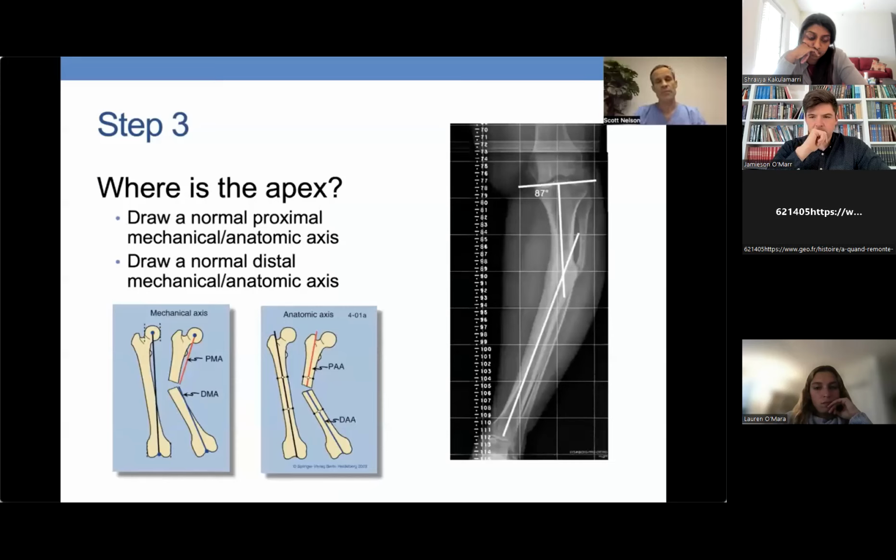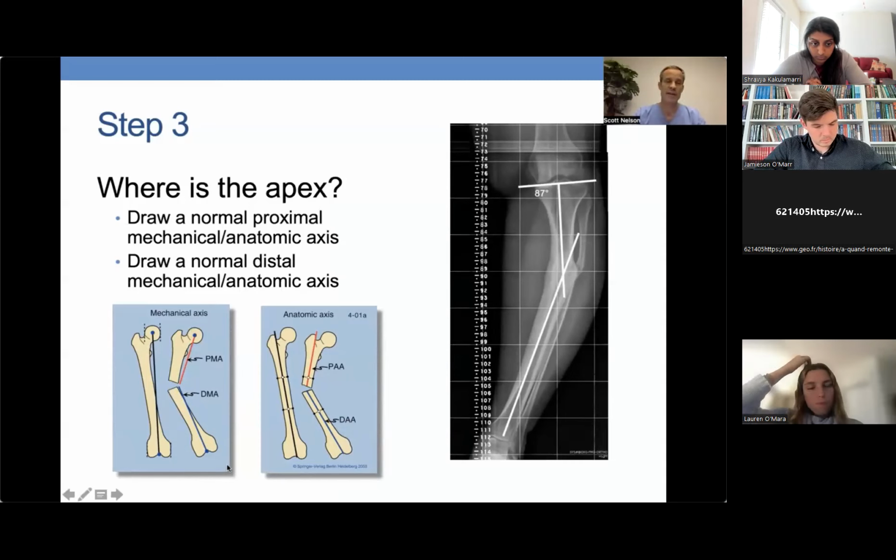So in step 3, we have found out already in step 1 that we have a varus deformity or a valgus deformity. And then in step 2, we found out that the deformity is in either the femur or in the tibia. And in step 3, we're determining where the apex is. In order to do that, we have to draw a proximal axis and a distal axis and determine where those lines cross each other.